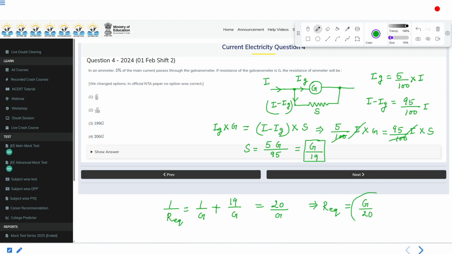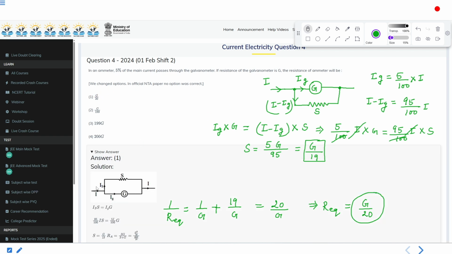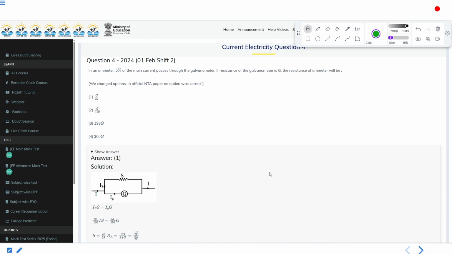Okay, so this is the answer. This first option is correct. Let's see which is the correct option. So the first answer is the correct one. Okay, let's move on to the next question.